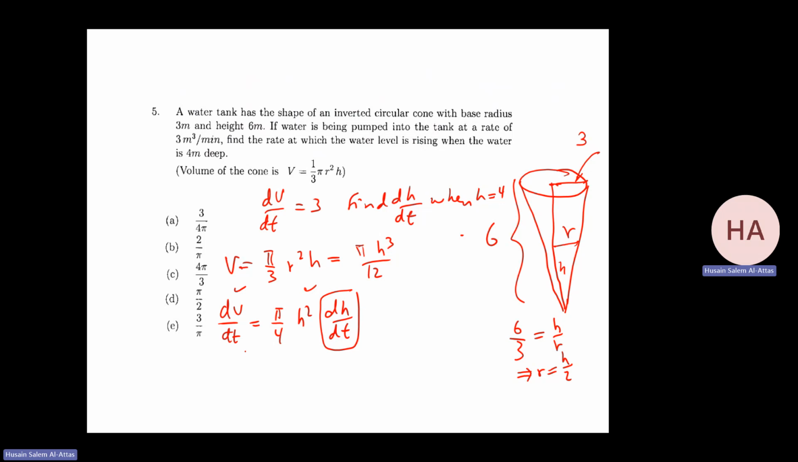So what is dV? That will be 3 equals pi over 4, H is 4 times 16, times dh by dt. So dh by dt will be what? 12 over 16 pi. By 4, this is 3. By 4, this is 4. So I'm getting 3 over 4 pi. And that is the answer.